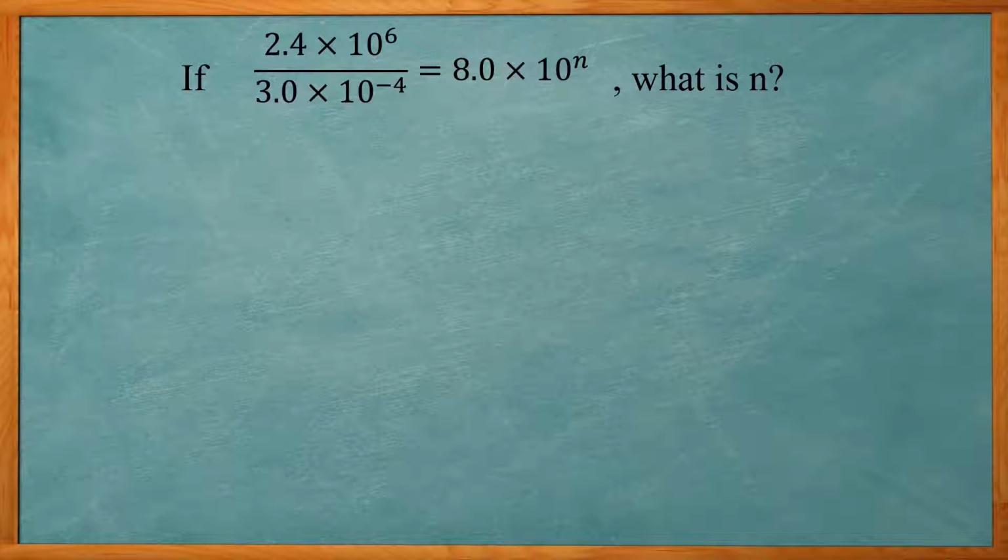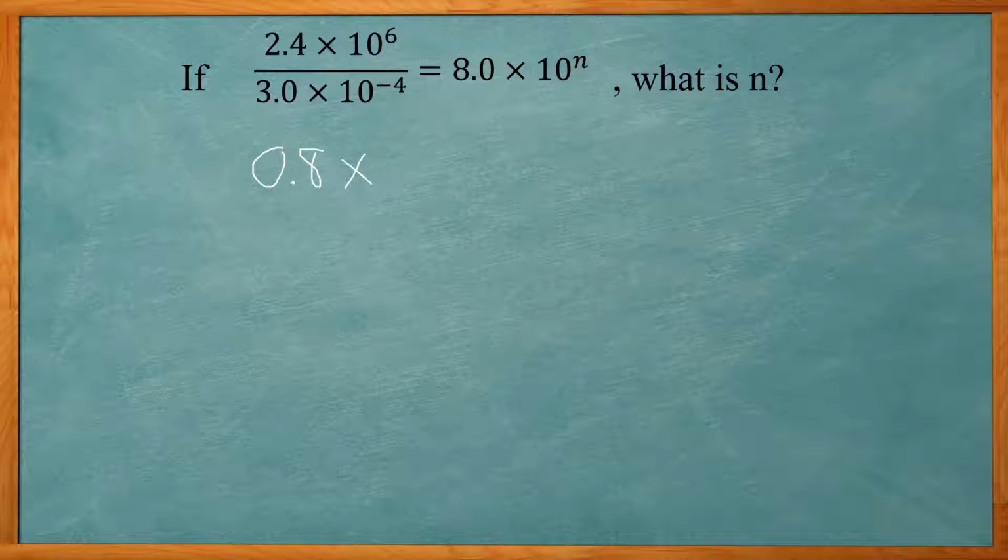So in this problem, they wanted to know if 2.4 times 10 to the 6th power divided by 3.0 times 10 to the negative 4th power equals 8.0 times 10 to the n power, what is n? So what is n equal to? So this deals with scientific notation. We're dividing two numbers that are in scientific notation. So normally when you do that, you want to first divide the numbers 2.4 divided by 3.0. And if you do that, you get 0.8.